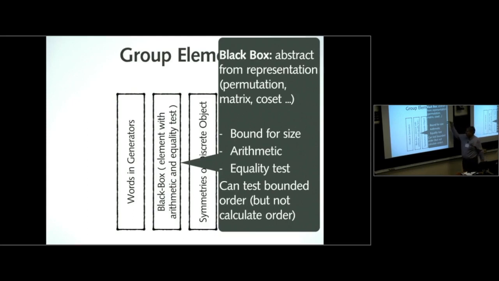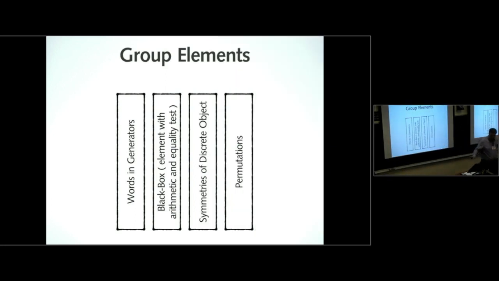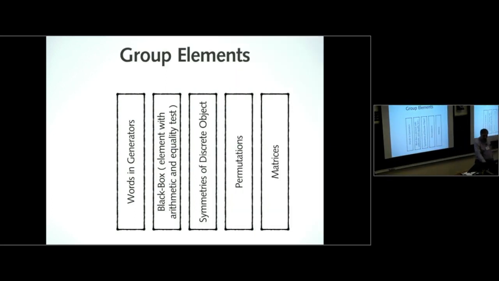Technically, we assume we have a bound for the order of the group, and we have an equality test. In this case, one can test bounded order in polynomial time, but not order, because bounded order works if we have the bound as part of the input. Well, I mentioned already permutations, we have matrices.